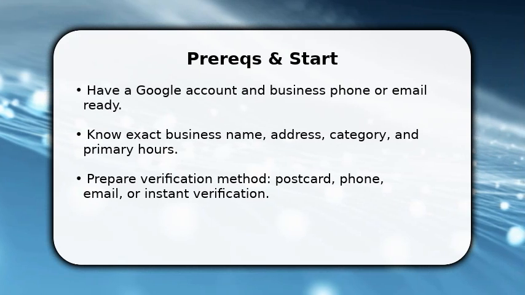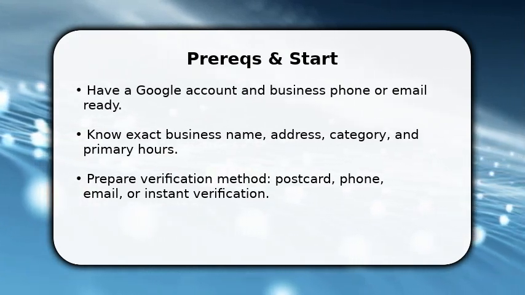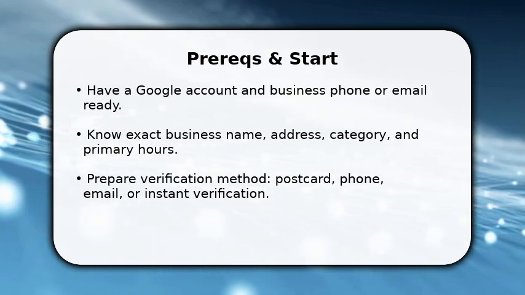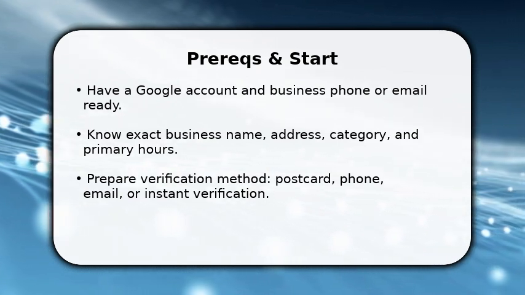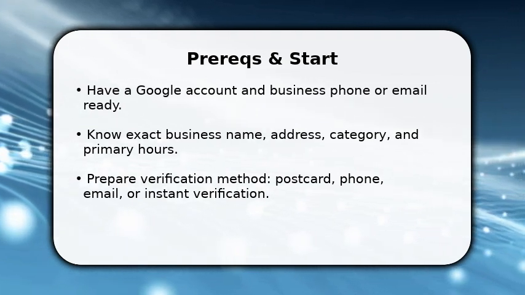You begin now by signing into the Google account you'll use for your profile. Enter precise business details, name, address, category, because Google matches them to maps and search. Once done, pick a verification method. Postcard is common, but phone or email can be instant. Make sure photos and primary hours are on hand.